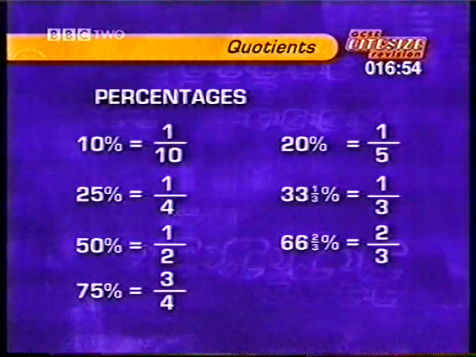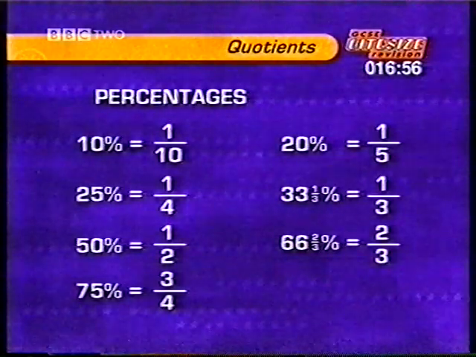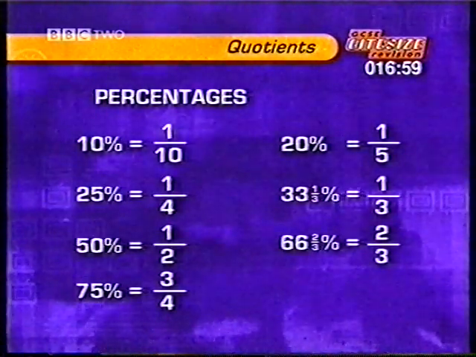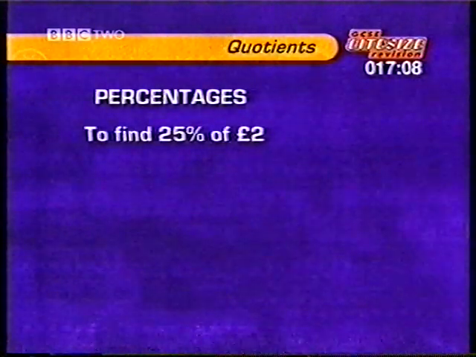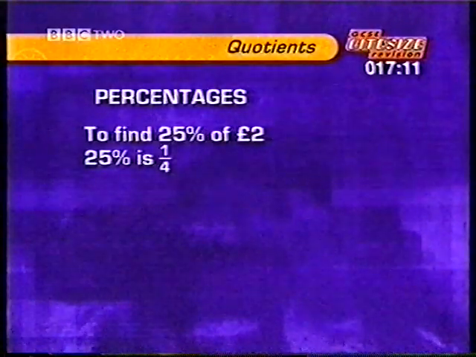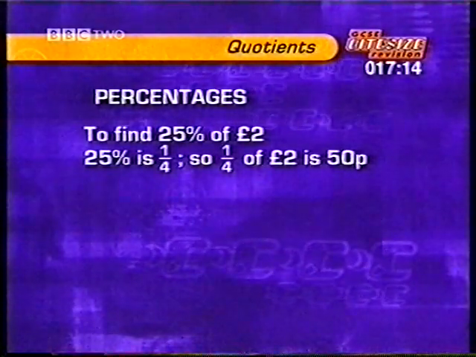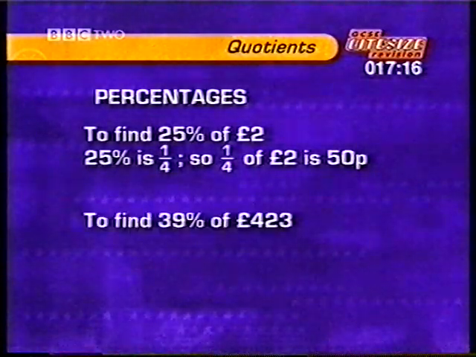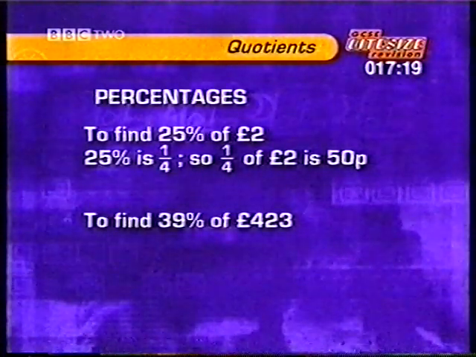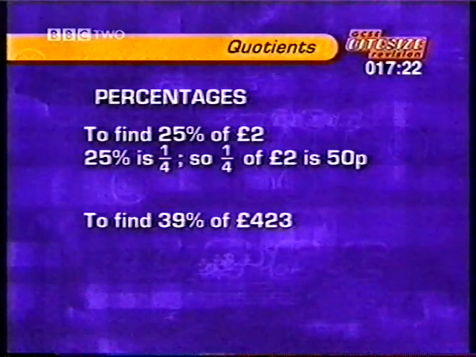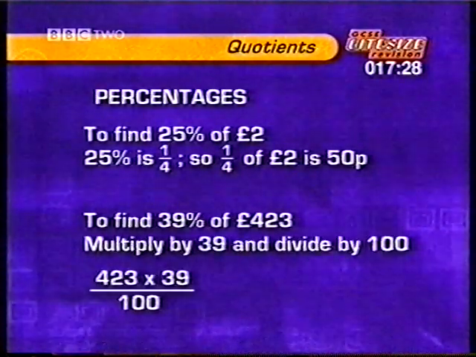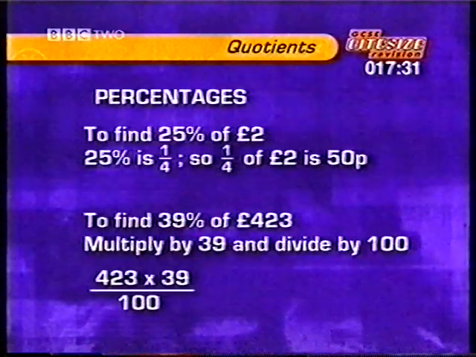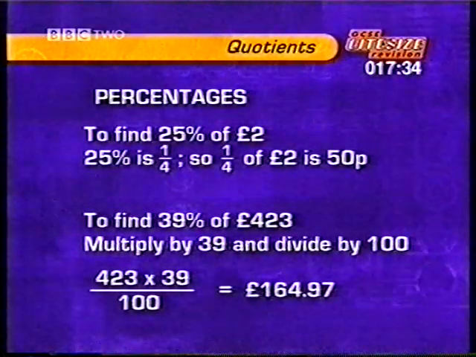Here are some common percentages with their equivalent fractions. You should know these so you can use them quickly to calculate percentages in the exam. For example, to find 25% of £2, you can say that 25% is 1/4 of £2, which is 50 pence. To find 39% of £423, we know that 39% is 39 hundredths of £423. So multiply 423 by 39 and divide by 100 to get the answer, £164.97.